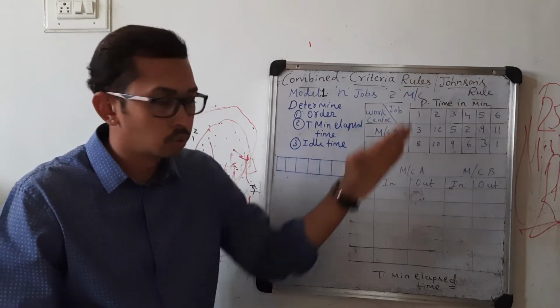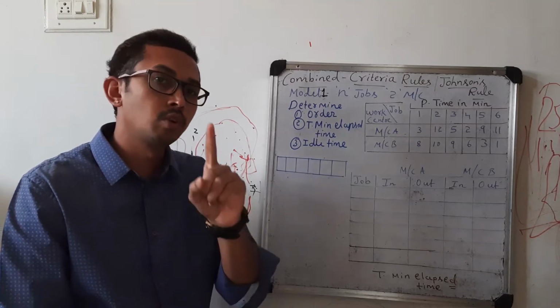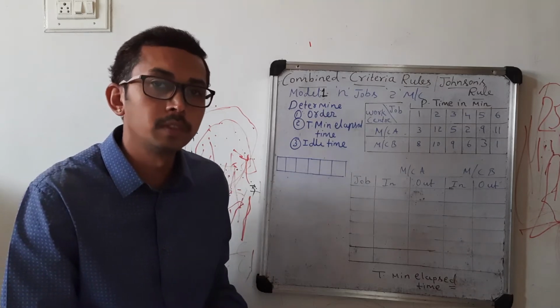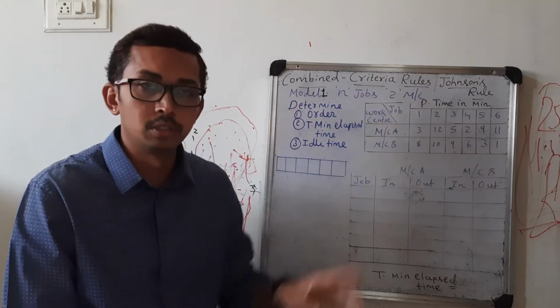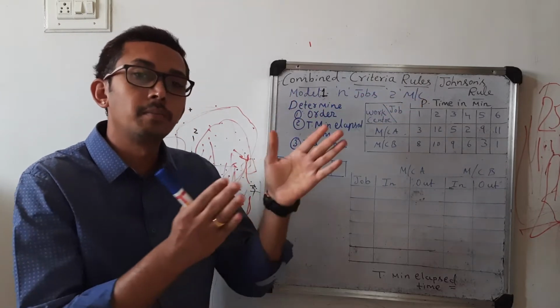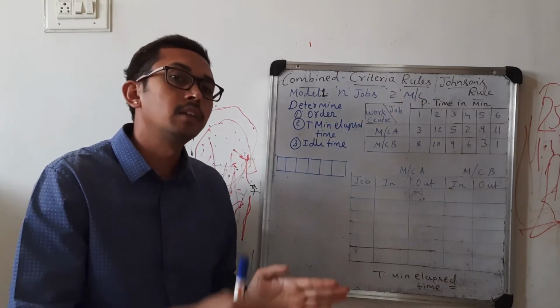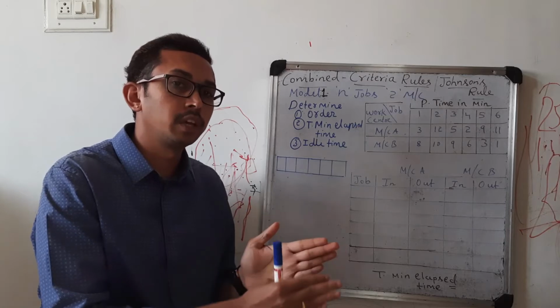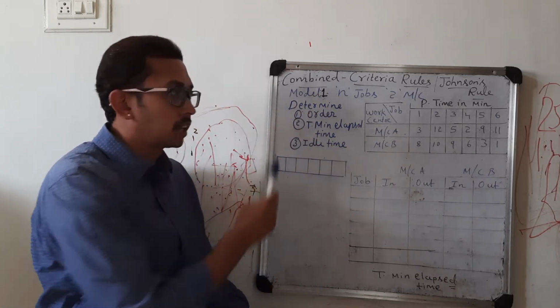In Johnson's rule, we have different types of problems. Today we are going to solve one type of problem, that is model 1, n jobs 2 machines. That means there will be n number of jobs and 2 machines, and the processing of the jobs has to take place in a particular order only. Let me take an example.